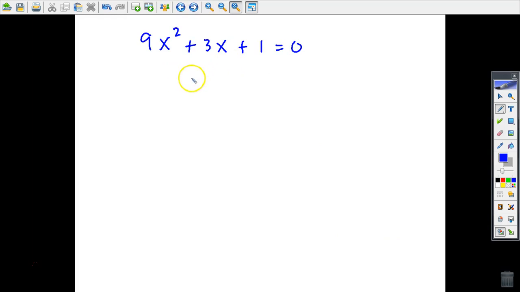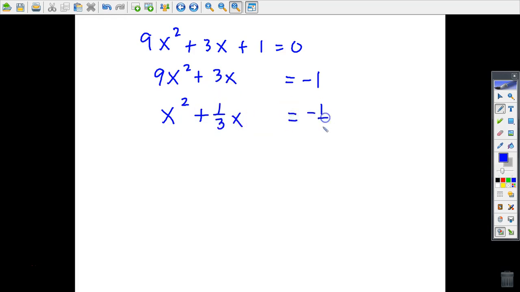Alright, so for completing the square, 2 things have to happen. First of all, this constant needs to be moved to the right side. Secondly, any number that's in front of x squared besides 1, I need to divide by that number. So I'm going to be dividing by 9. And 3 divided by 9 is 1/3 x, and that equals negative 1 over 9.